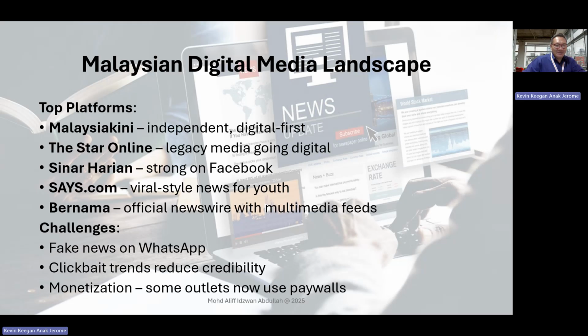Platforms here in Malaysia: Malaysiakini, The Star Online, Says.com. Says.com is for the youth. Bernama. Challenges: fake news on WhatsApp, clickbait trends reducing credibility, polarization. Some others now have paywalls. Clickbait means a different picture, different kind of story, especially used on YouTube. Different thumbnail, different story, just to get people to click. The more you click, the higher the chances of getting views.